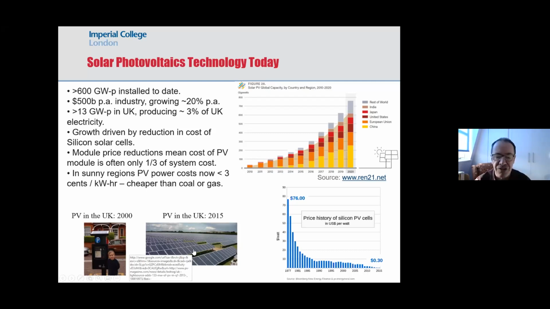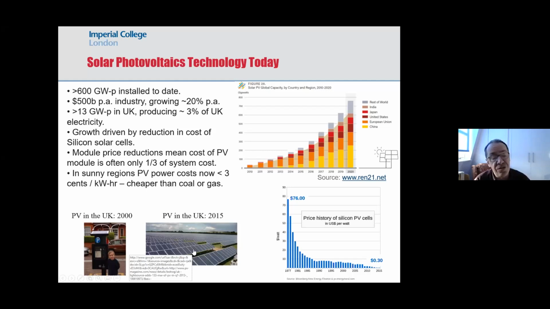Of course, this growth has been driven primarily by cost reductions. It's driven partly by policy and concern about the environmental impact of fossil fuels. But the particular growth of solar has been driven because the cost of solar cells has come down dramatically, particularly the cost of silicon solar cells.